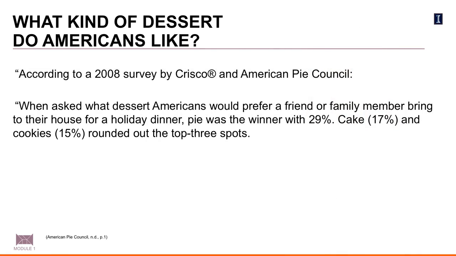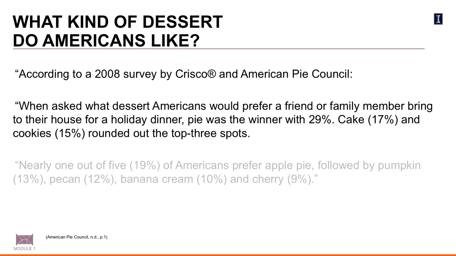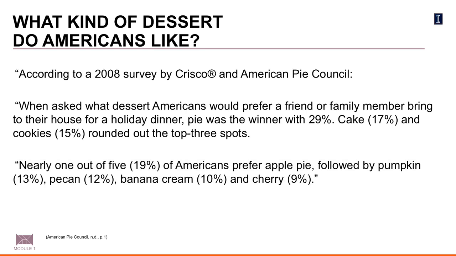When asked what desserts Americans would prefer a friend or a family member bring to their house for a holiday dinner, pie was the winner with 29%. Cake had 17%, cookies 15%, which rounded out the top three spots. And nearly 1 out of 5, about 19% of Americans prefer apple pie, followed by pumpkin pie at 13%, pecan at 12%, banana cream 10%, and cherry 9%.